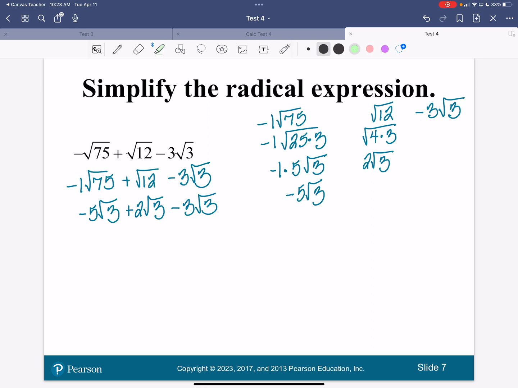Now, every one of these is square root of 3. So all I have to do now is add their coefficients together. Okay? So negative 5 plus 2, negative 3. Negative, excellent, negative 6, and it's going to be on the square root of 3. Negative 6 on the square root of 3, and that is my final answer right here.